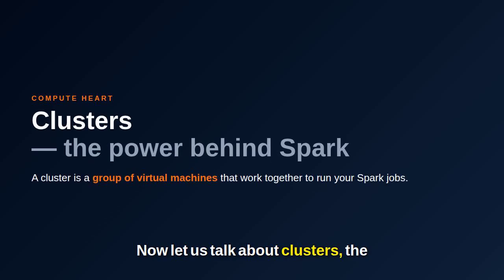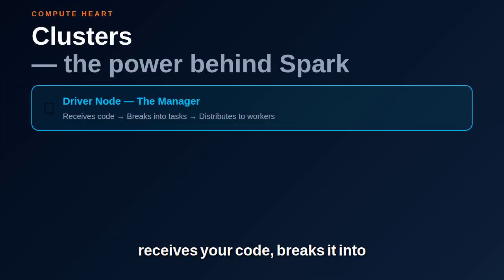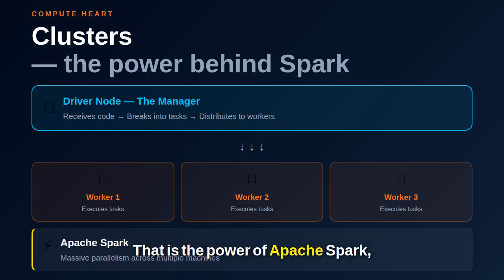Now let us talk about clusters, the compute heart of Databricks. A cluster is a group of virtual machines that work together to run your Spark jobs. There is always one driver node and one or more worker nodes. The driver is like a manager. It receives your code, breaks it into smaller tasks, and distributes those tasks to the workers. The workers execute the tasks in parallel. That is the power of Apache Spark, massive parallelism across multiple machines.